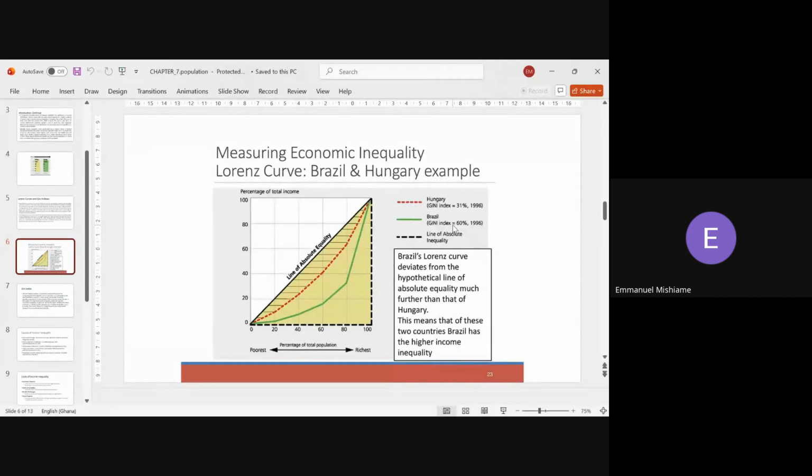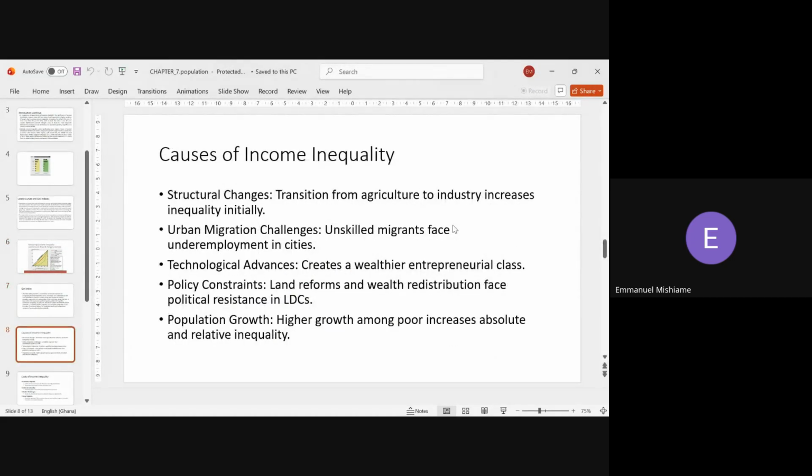All right. Now, what are the causes of income inequality? What creates that situation where few, is there a question?